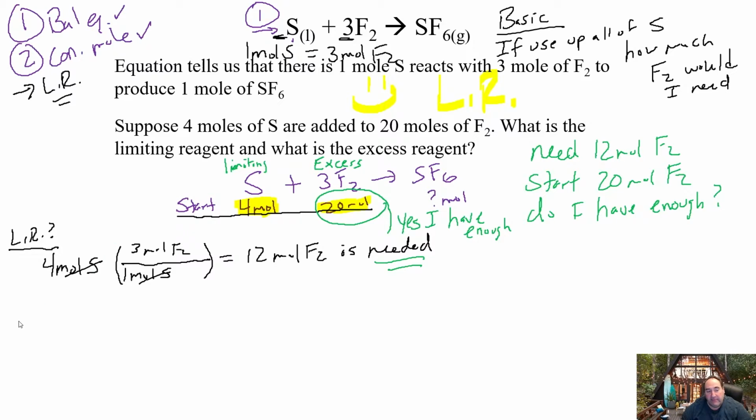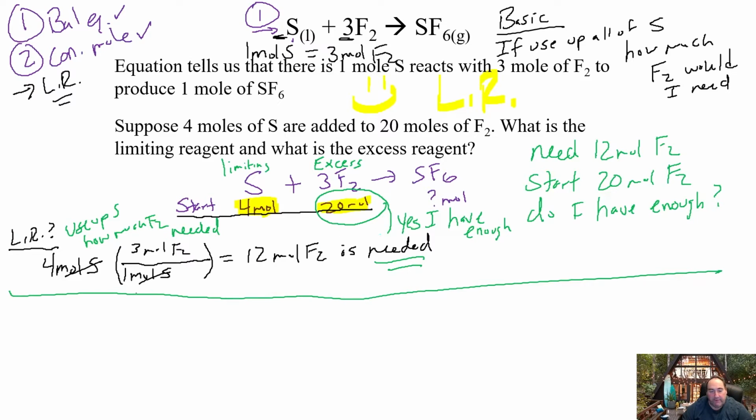So by doing this small little calculation, I could very easily figure out which one's my excess reagent and which one is my limiting reagent. And by our calculation here, we see that is the sulfur. Now, it doesn't matter which reactant you choose to do this calculation with. The answer is it doesn't. So for example, on this first one, we wanted to use up sulfur and we wanted to know how much fluorine was needed. We could have done this exact same calculation, for example.